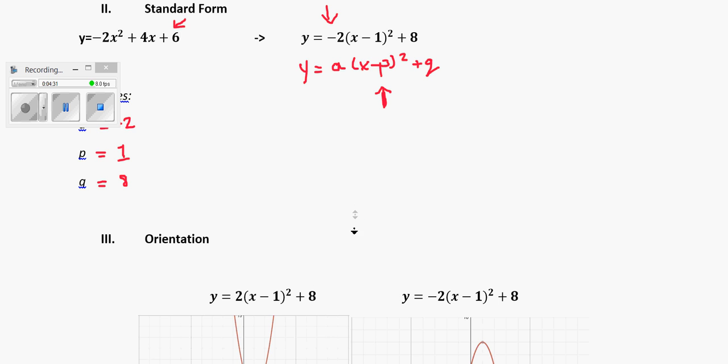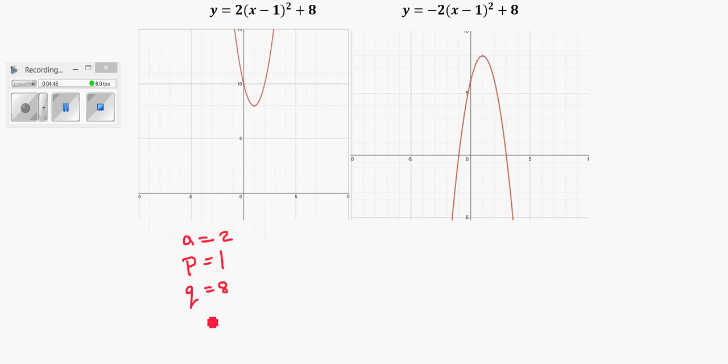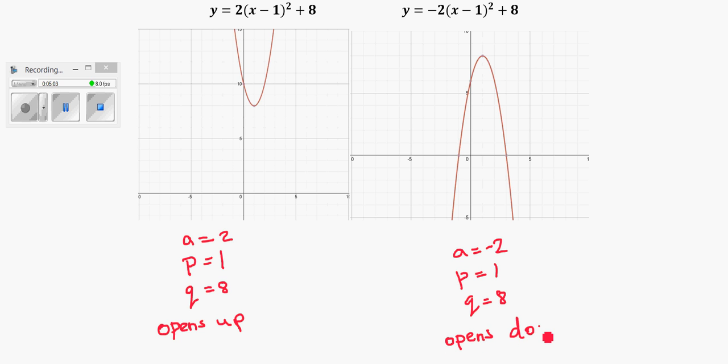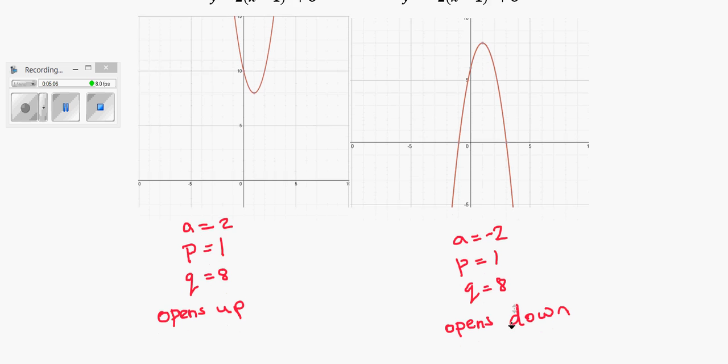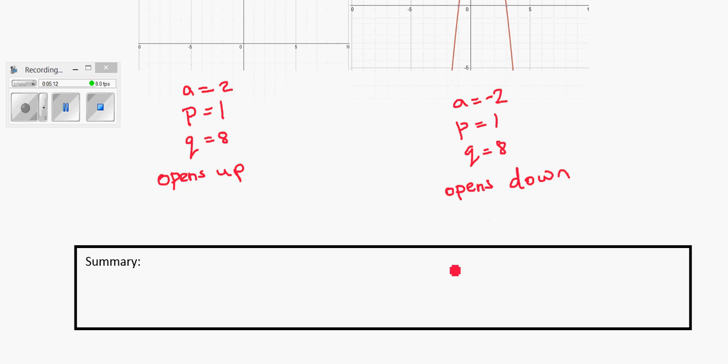And so moving on to some examples for orientation. In this case here, for this formula, we have a equals 2, p equals 1, and q equals 8. And we have a parabola that opens up. On the second graph, we have a equals -2, p equals 1, and q equals 8. And this parabola opens down. So we can come up with a summary point here because we notice that the only difference between the two graphs is the value of a.